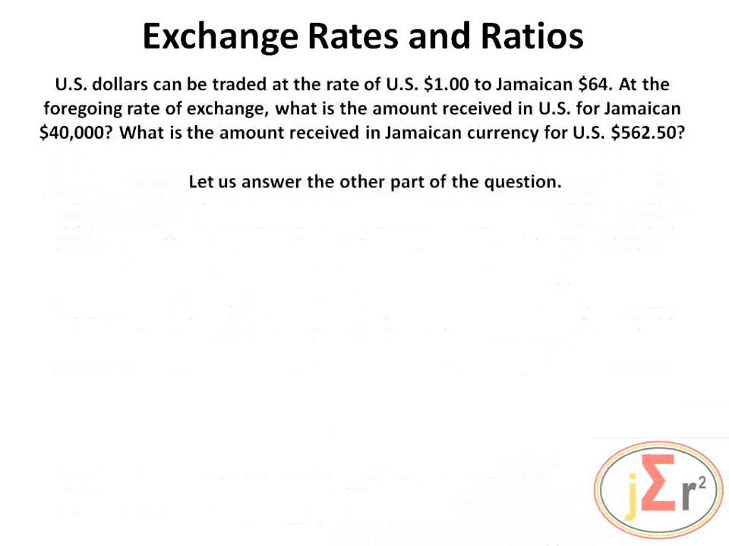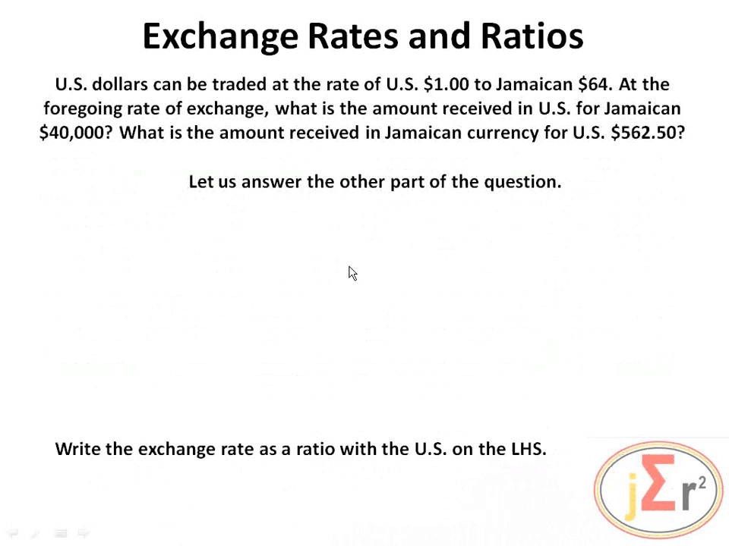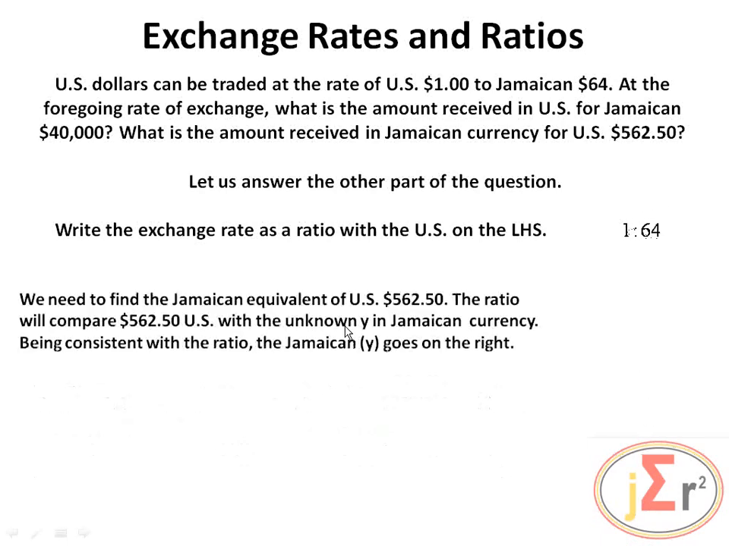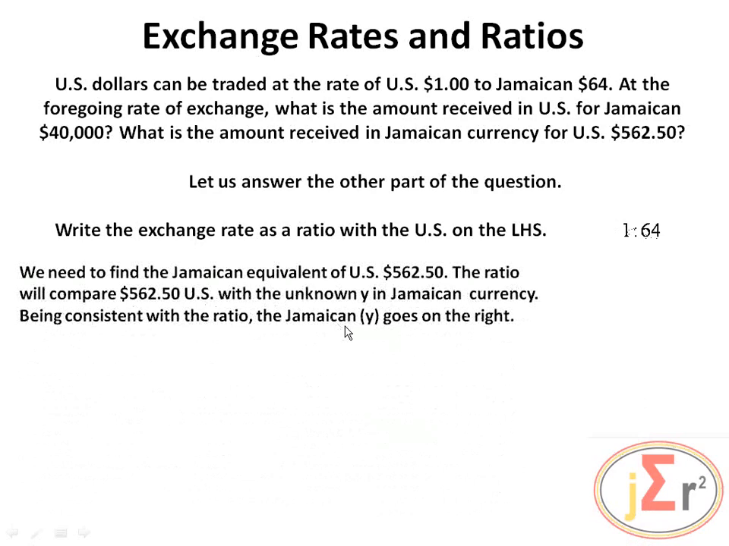The other part of the problem says, what is the amount received in Jamaican currency for US $562.50? Now, the rate can be written again. So write the exchange rate 1 to 64. Remember that the US part is here and the Jamaican here, so it's 1 to 64, US to Jamaican. We need to find the Jamaican equivalent of US $562.50.